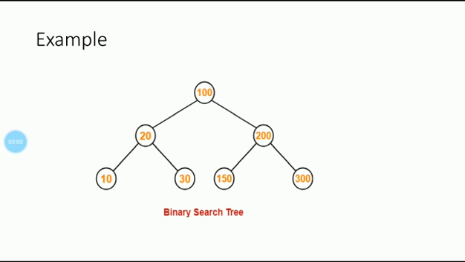After the completion of the left, we have to go for root. So 10, 20, 30, then 100. Left is over, root is over, then we have to go for right. The in-order traversal for this right subtree is 150, 200 and 300. So the total in-order traversal is 10, 20, 30, 100, 150, 200 and 300.